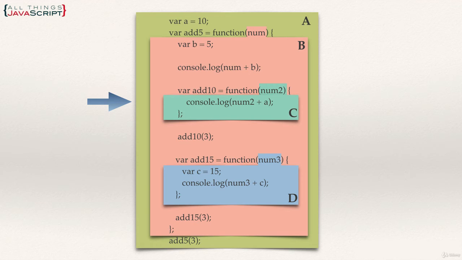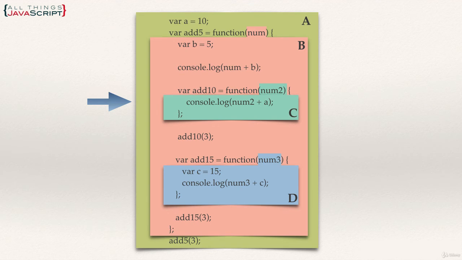It then searches for A. It cannot find A within scope C, so it goes to the next most outer scope. This is the scope chain that we talked about. The next most outer scope is B.